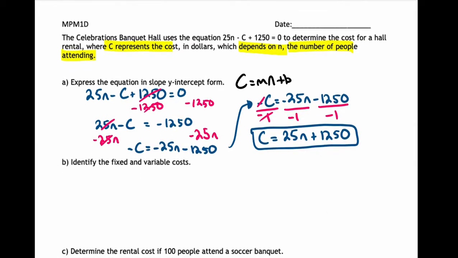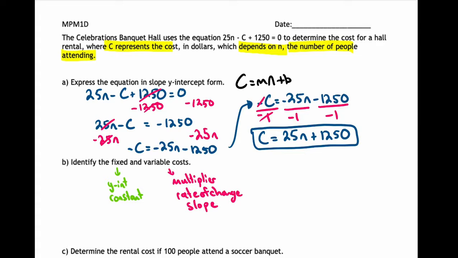Part B asks to identify the fixed and variable costs. So the fixed cost is our y-intercept, or our constant, and our variable cost is just another way of referring to our multiplier, or our rate of change, or our slope. And now we can get this clearly from our equation, that c equals 25n plus 1250.